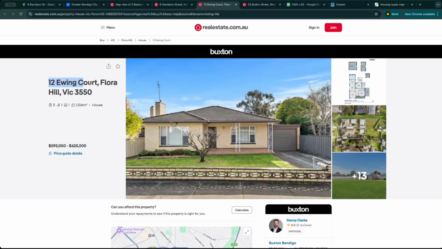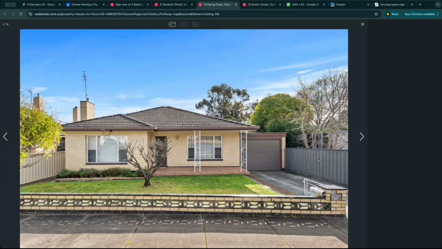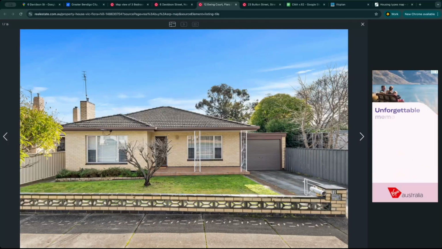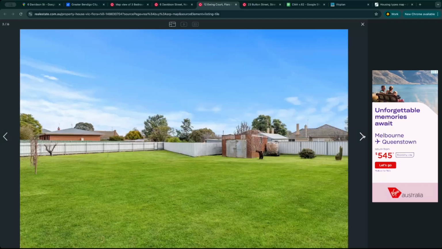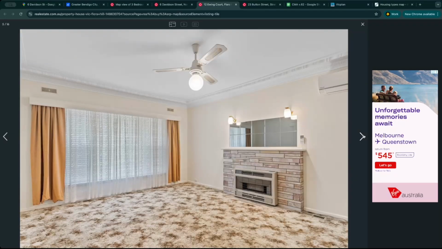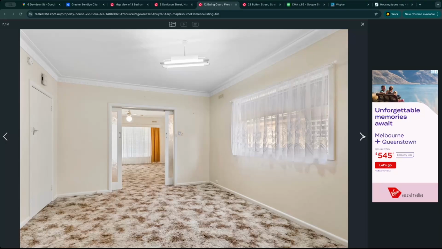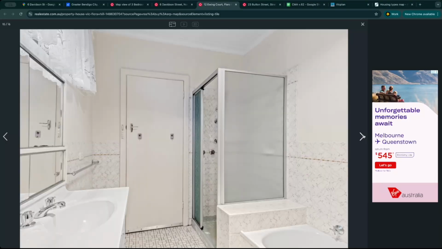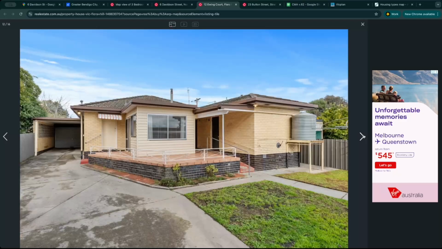Number 12, Ewing Court in Flora Hill, 3-bed, 1-bath, 1,100 square meters. That's probably why the price point is so much higher for just a 3-bed, 1-bath. Now, looking at this property, it is a really good construction, brick, concrete tiled roofing. It's probably built on stumps though. Internal condition is basically original, but it's decent.